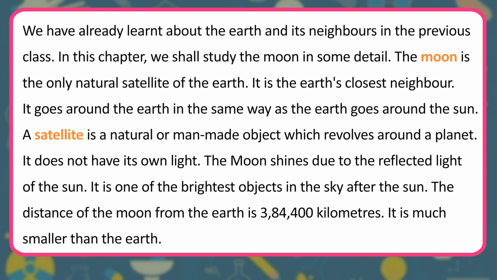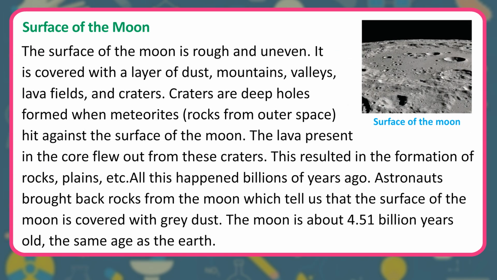The distance of the moon from the Earth is 3,84,400 kilometers. It is much smaller than the Earth. Surface of the moon. The surface of the moon is rough and uneven. It is covered with a layer of dust, mountains, valleys, lava fields, and craters. Craters are deep holes formed when meteorites, rocks from outer space, hit against the surface of the moon.